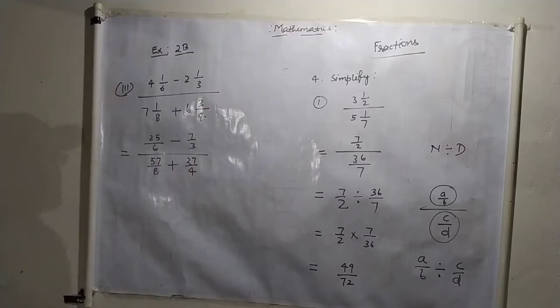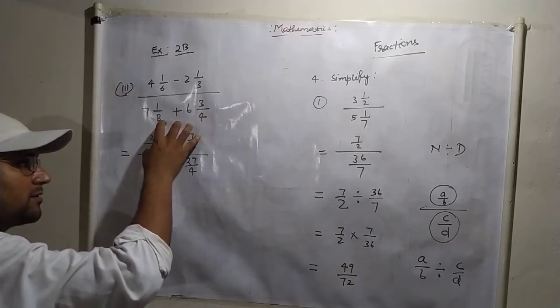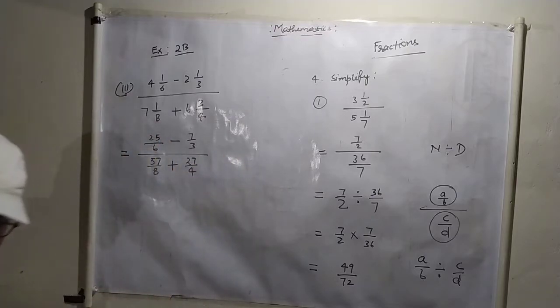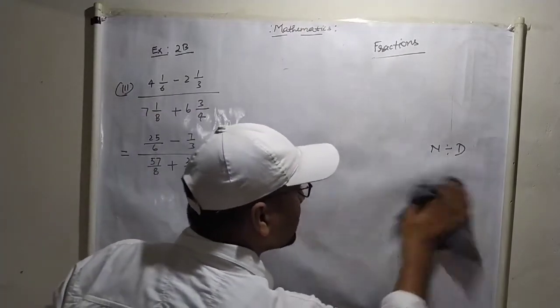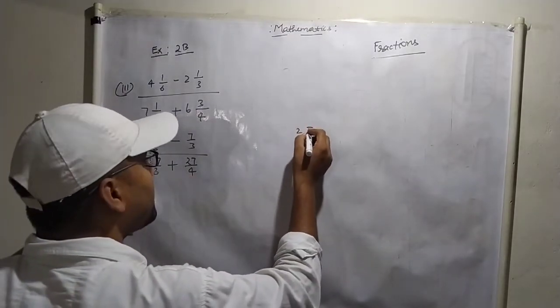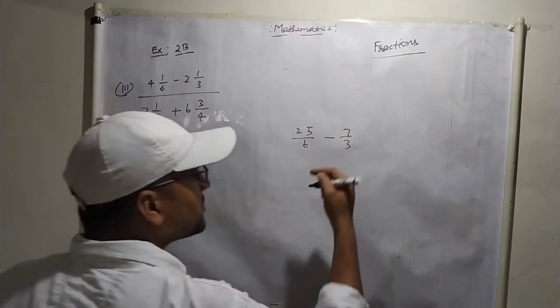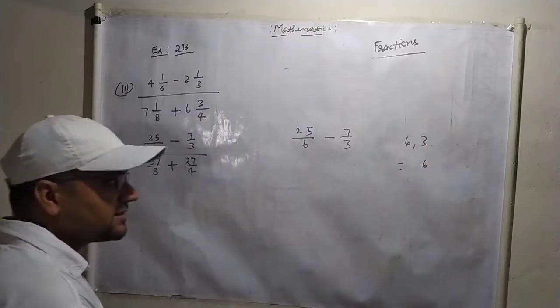So here students, listen. First we solve this one outside, this one outside, and put the value here. Okay, so listen students, I'm going to erase this. First take this numerator, 25 upon 6 minus 7 upon 3. What is the LCM of 6 and 3? The LCM of 6 and 3, you will get it 6.